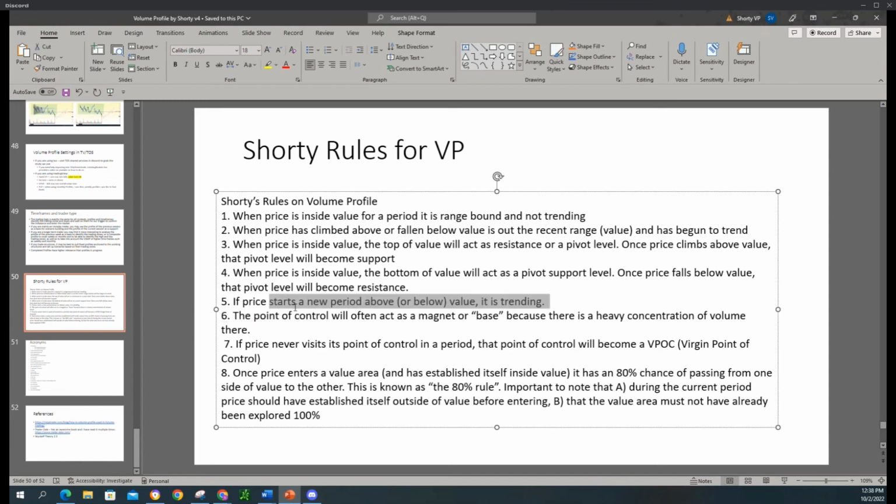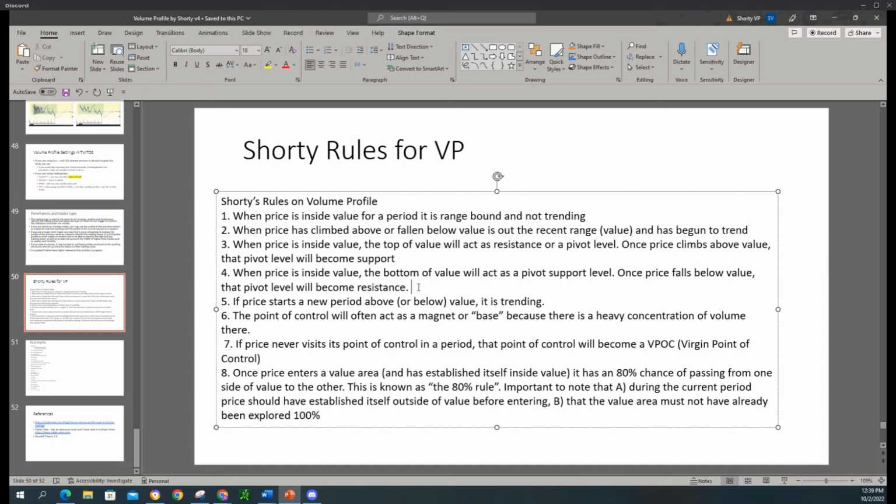If it starts a new period above or below value, it's trending. That reflects the point that we just talked about earlier, the 3 points of open above value, very high. And if it continues making higher highs, you're trending up. If the price is inside the value, the bottom of the value acts as a pivot support level. Once price falls below the value, that pivot level will become resistance.